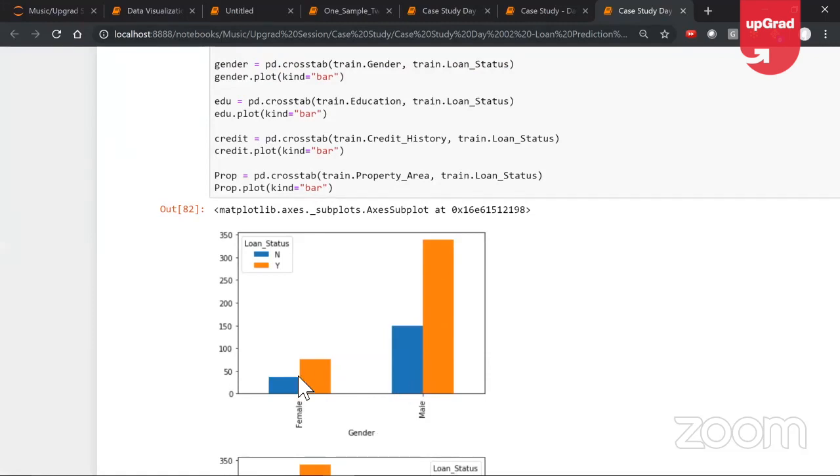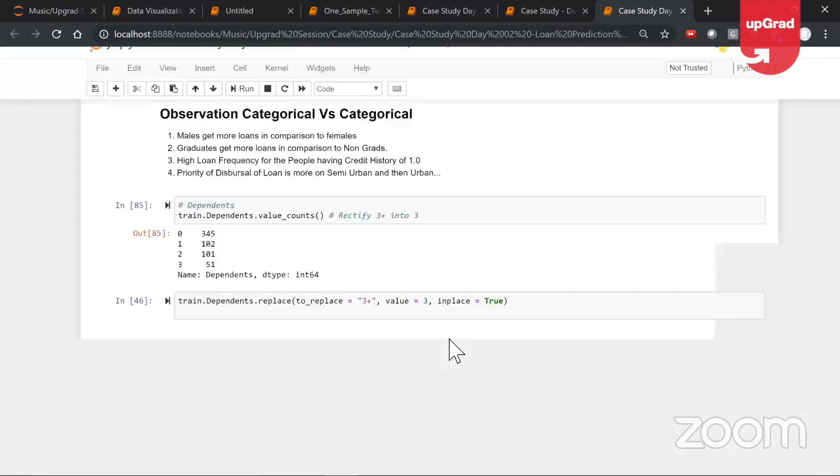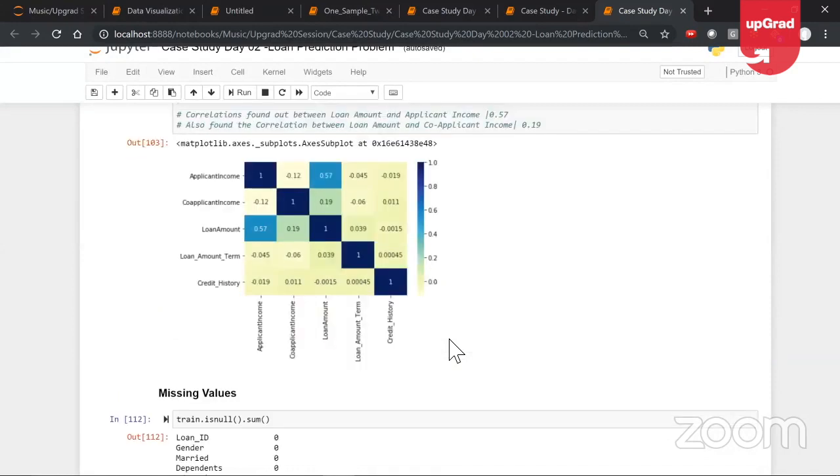Okay, naturally males are higher in number, and comparatively, you can also get an idea about the frequency or the percentage of loans that are accepted or rejected based on the different gender groups. All right. So this is also very interesting.